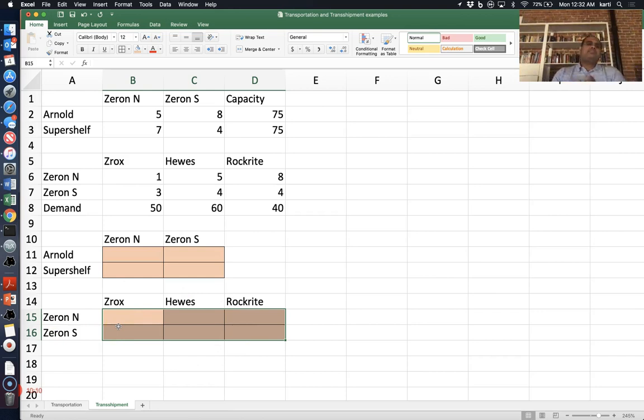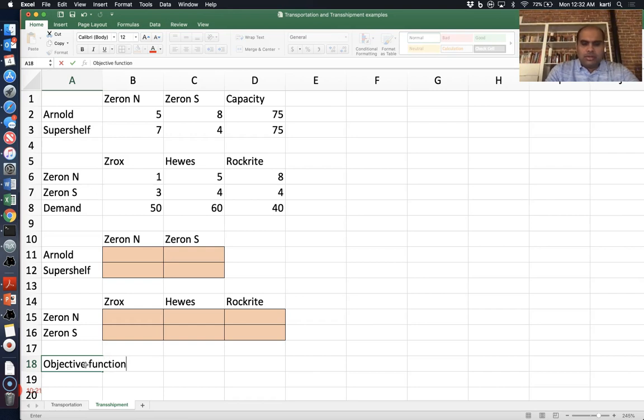All right. Now that we have set up the decision variables, the next step is to set up the objective function. The objective function is to minimize the total cost of both stages of the supply chain.